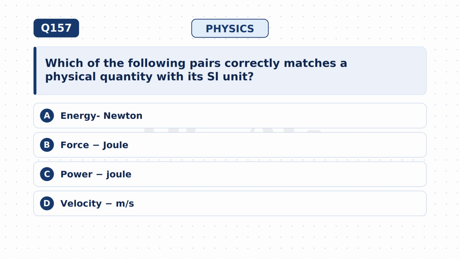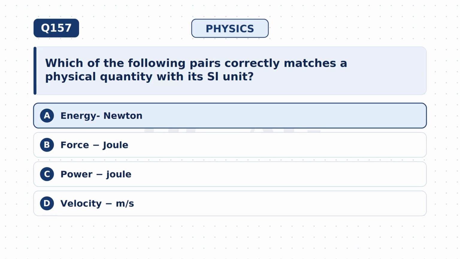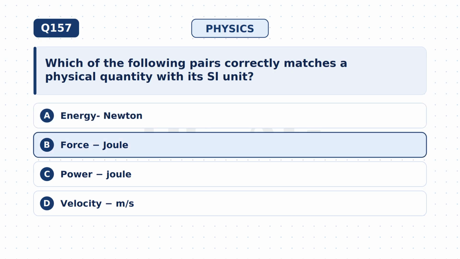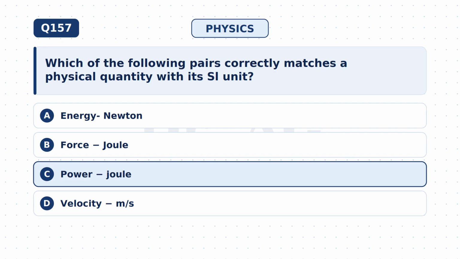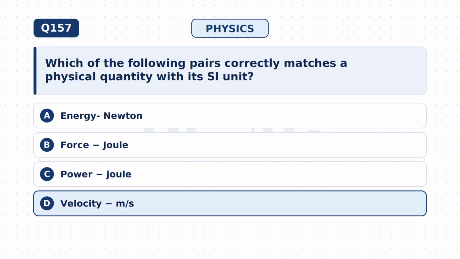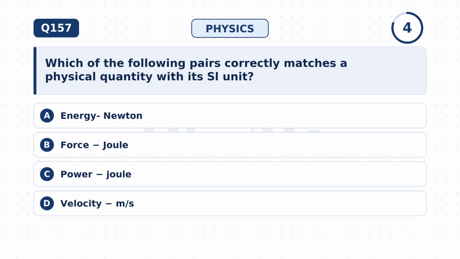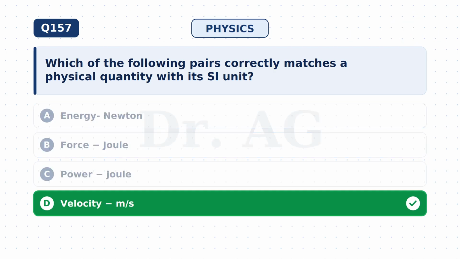Question 157. Which of the following pairs correctly matches a physical quantity with its SI unit? Option A, energy, Newton. Option B, force, joule. Option C, power, joule. Option D, velocity, meters per second. The correct answer is D, velocity, meters per second.